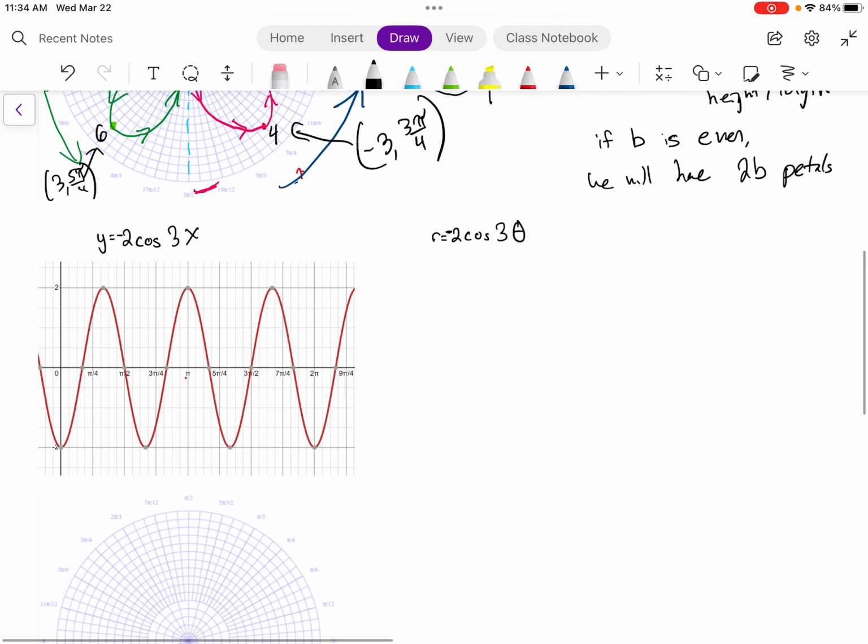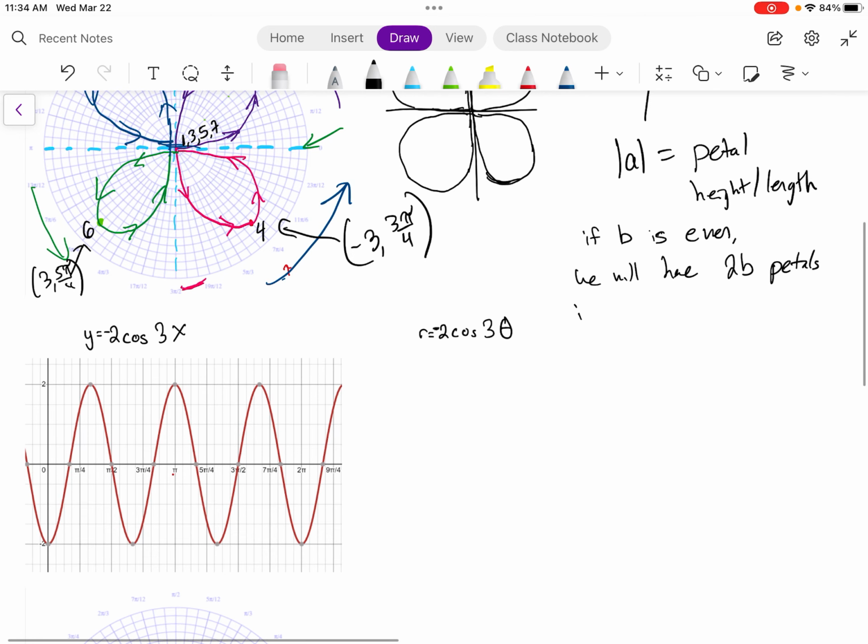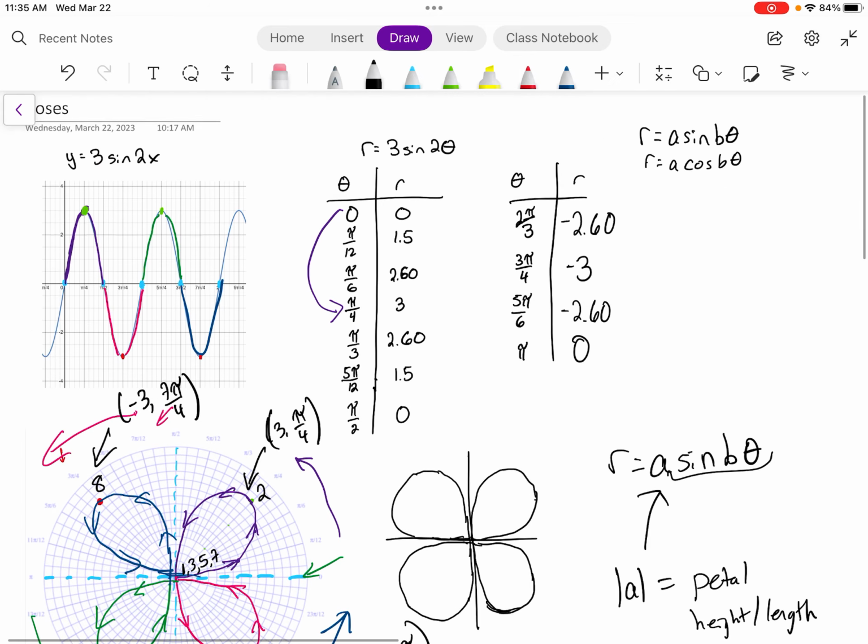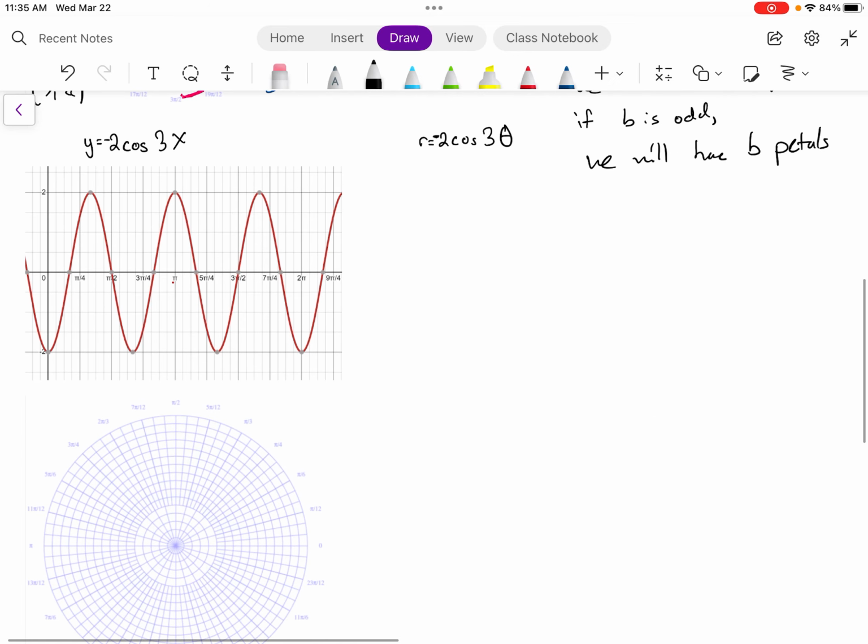Okay, so let's think about this. It turns out I'll just complete this right now. If B is odd, we'll just have B pedals. Sorry for my poor penmanship. My class is used to it. So if B is odd, we'll just have 3 pedals. So we're going to expect 3 pedals here, and that negative 2 means the pedal length will probably be just 2. Up here, the pedal length was 3. I've sort of flipped my 2 and my 3 there and made the 2 negative.